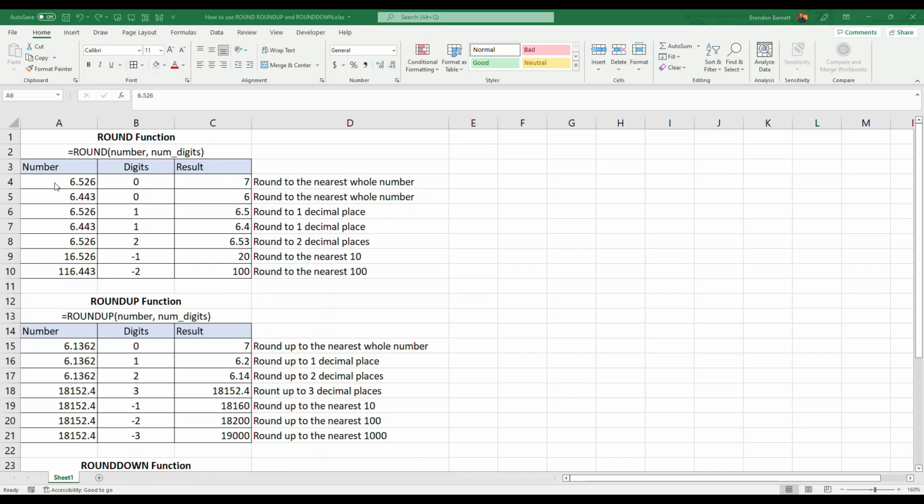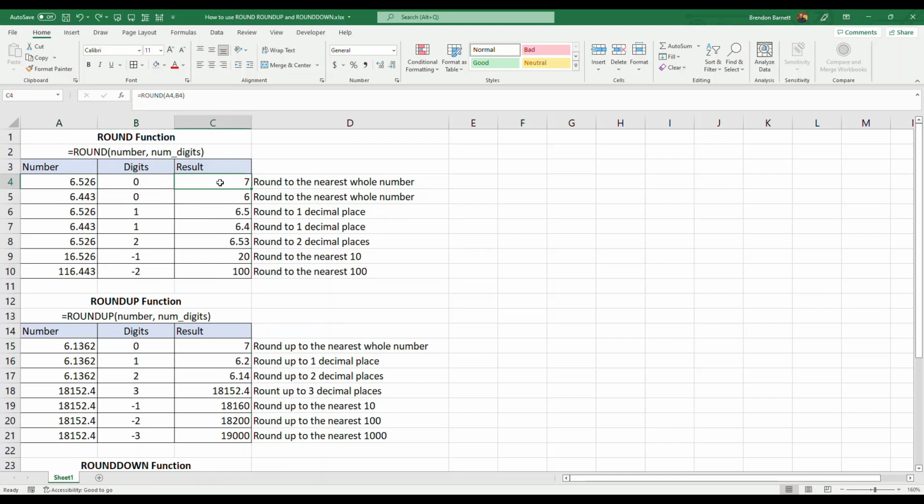So round is probably what you're more used to, where you're automatically rounding numbers either up or down based on the value. Using the round function, you have two inputs: first, the number that you're rounding, and then the number of digits that you want to round to. So I have a table set up here. We have our numbers on the left, the number of digits that we want to round to, and then you can see the result here on the right.